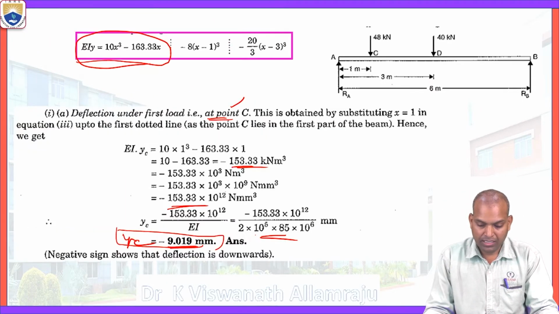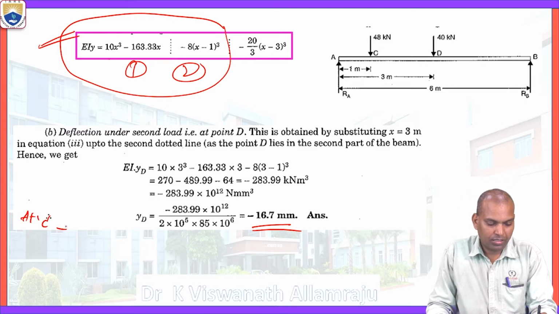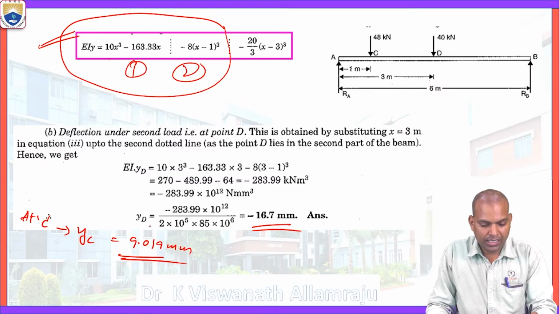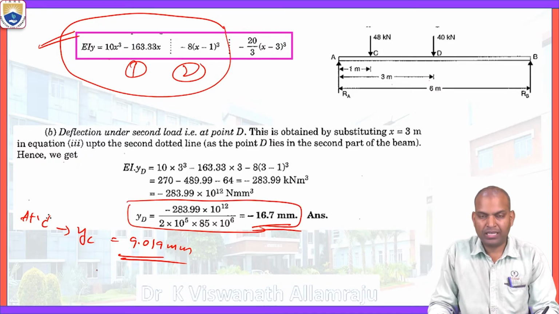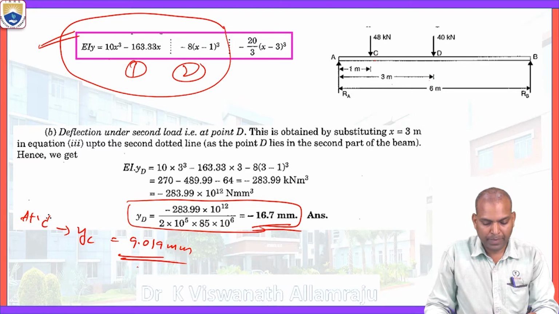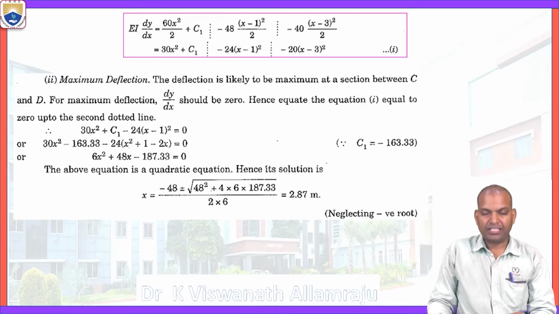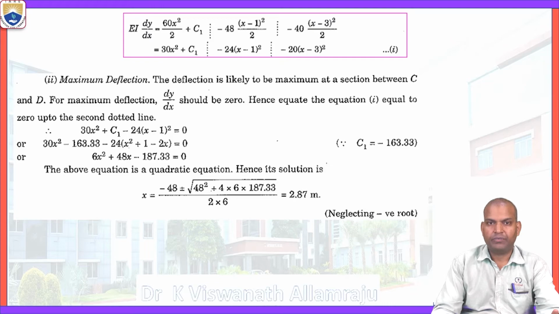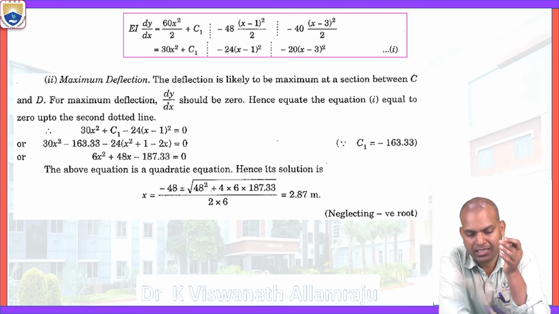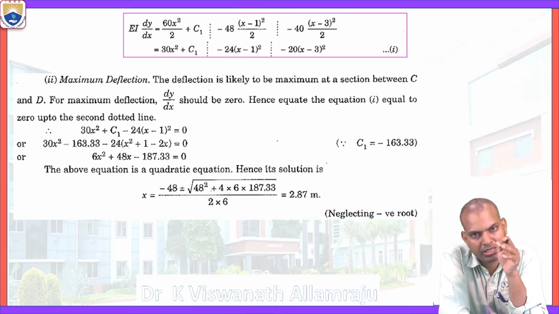At C, the deflection Yc is 9.019 millimeters. At D, it is 16.7 millimeters. That means if we compare between the two, C and D, the maximum deflection occurred here at D. Now we want the maximum deflection, but how can we know the maximum deflection? Between the two points of applied load, we consider that at D, and here at C and D, the D is the maximum deflection, that is negative 16.7. The negative value indicates downward direction.